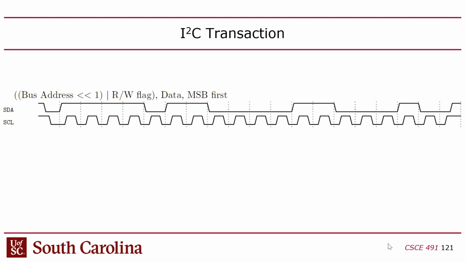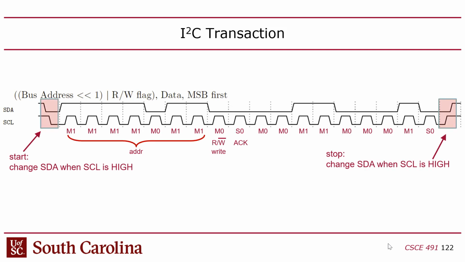Remember with SPI, you could tell if it's a read or write depending on whether MOSI or MISO was doing stuff in the second exchange. Here, you don't have that. From the waveform, you have no idea who's driving the data line. The only way to know is to find where that read-write bit is and figure out if it's 0 or 1. It's basically just the eighth bit.